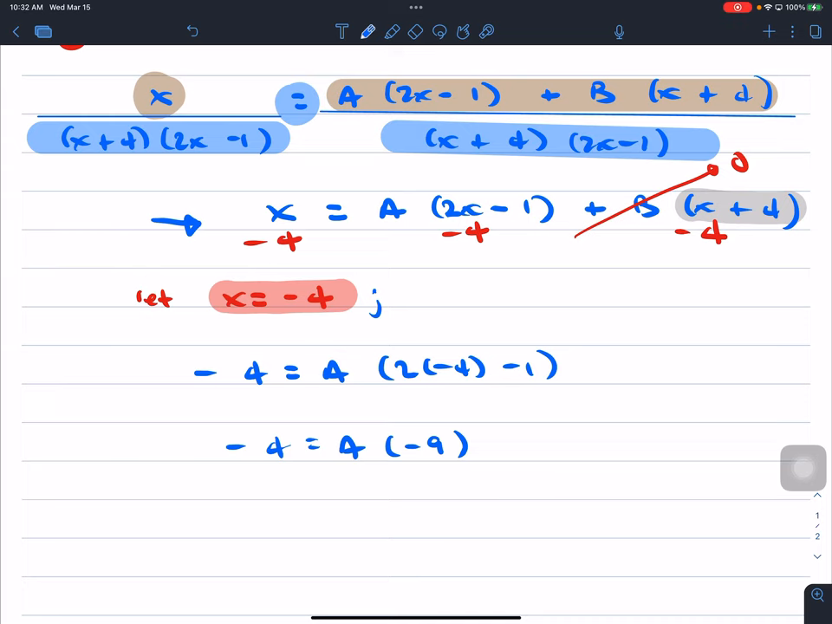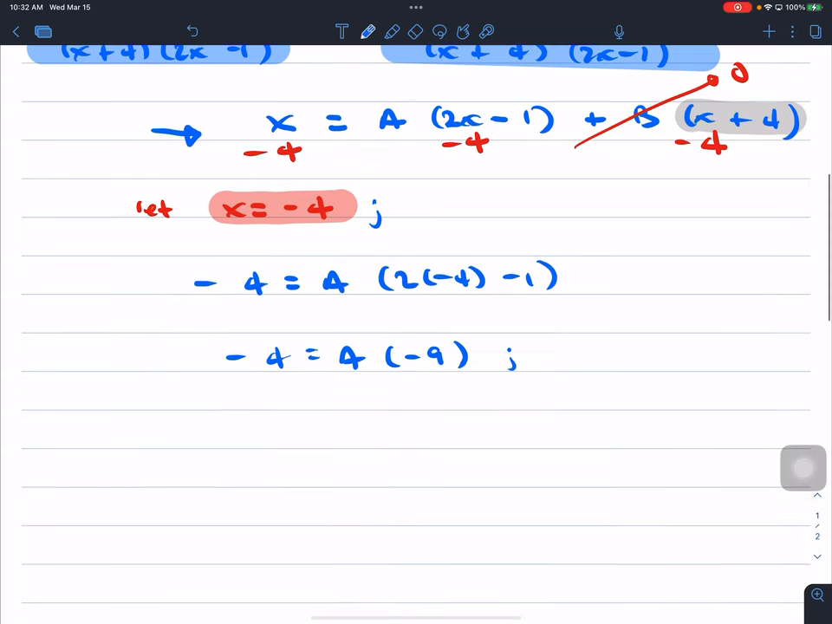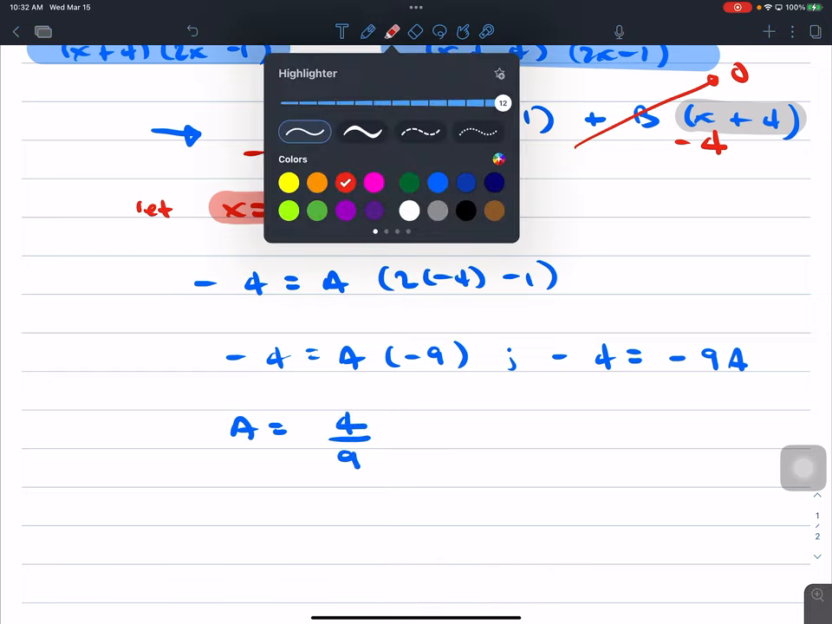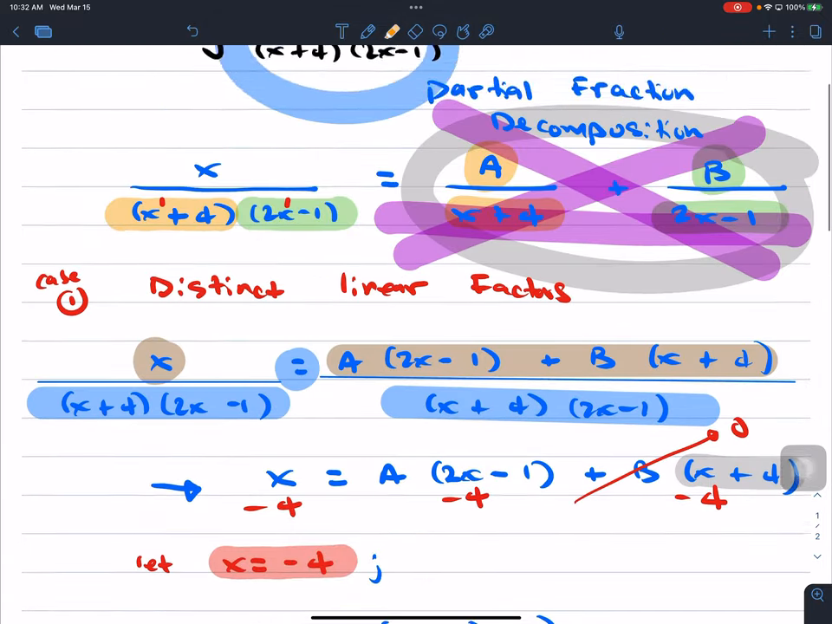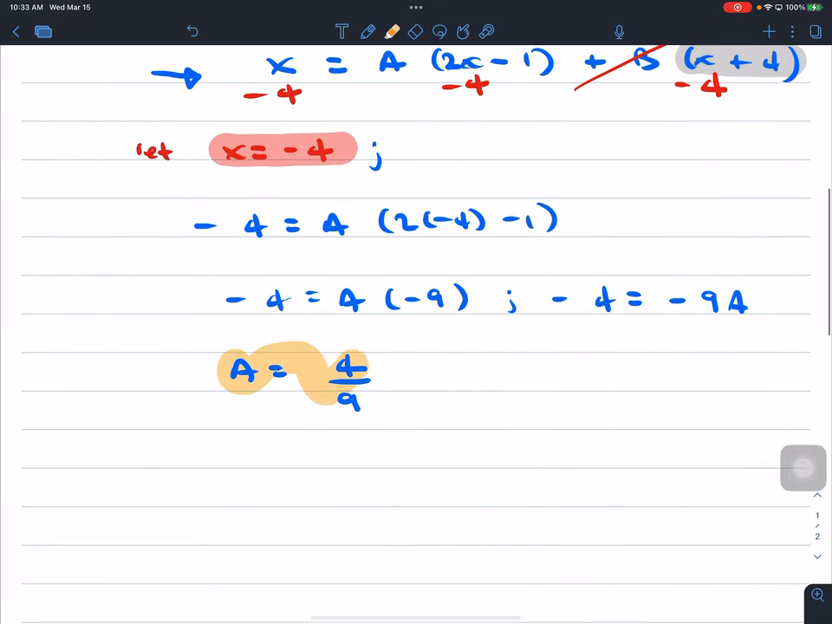Okay, you guys okay with that? So now we get negative 4 is negative 9A. What does that mean about your value for A? A is going to be what? Isn't it a positive 4/9? A is 4/9. You guys okay with that?